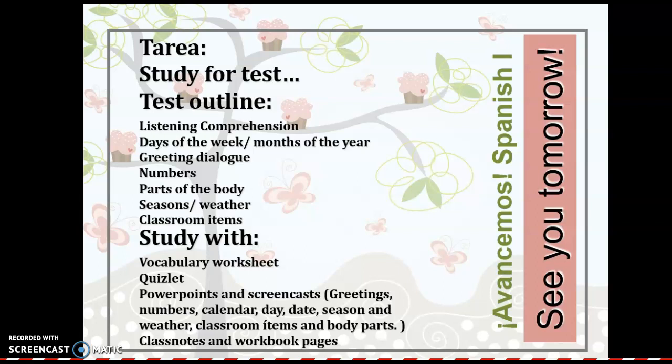And so for this particular test, there is listening comprehension, and although you haven't heard a whole lot of conversations in Spanish, I have been speaking to you in the classroom saying phrases. So I will be saying a couple of phrases at the beginning of the test to help you pick out the sentence that I'm saying. And it would be things like ¿Cuál es tu cumpleaños? Or ¿Es el invierno? So things that I have said in the PowerPoints. That's what's on the listening comprehension.